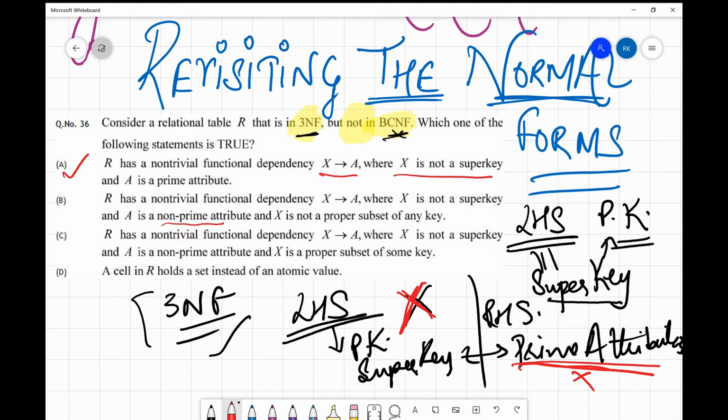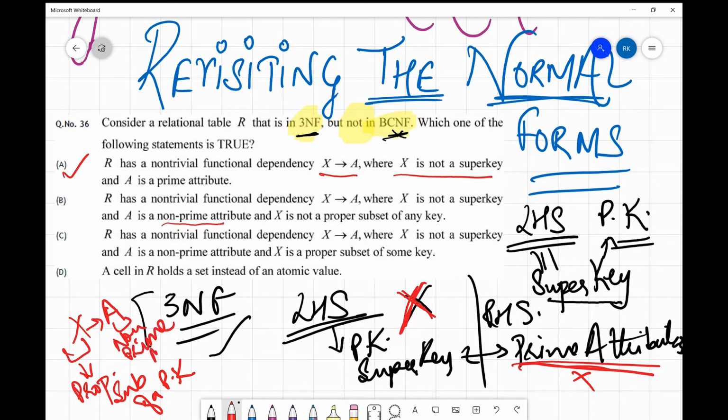Clearly we have already discussed that if the left hand side is X to A, if X is a proper subset of a primary key and it is pointing to a non-prime attribute, then what is this kind of functional dependency? This is a partial dependency.